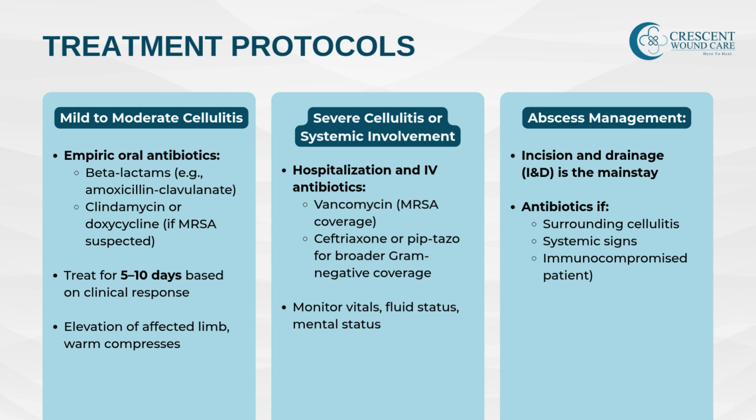So, how do we treat cellulitis and related infections? Treatment depends on the severity of the infection. Mild to moderate cases are typically treated with oral antibiotics for 5 to 10 days. Amoxicillin clavulanate is commonly used. If MRSA is suspected, doxycycline or clindamycin might be added.